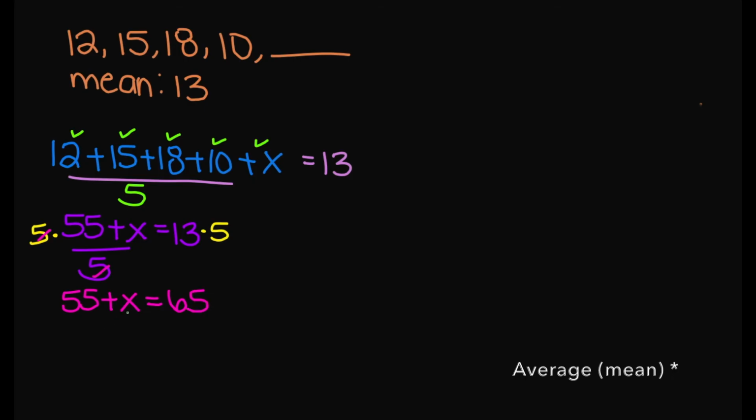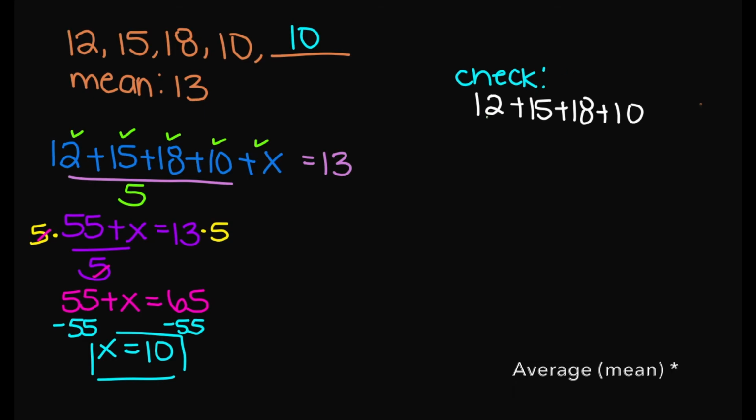Now we're going to subtract 55 from both sides. x is going to equal 10. So your missing value here is going to be the number 10. So now we're going to check our work. 12 plus 15 plus 18 plus 10 again. This is going to equal 65.